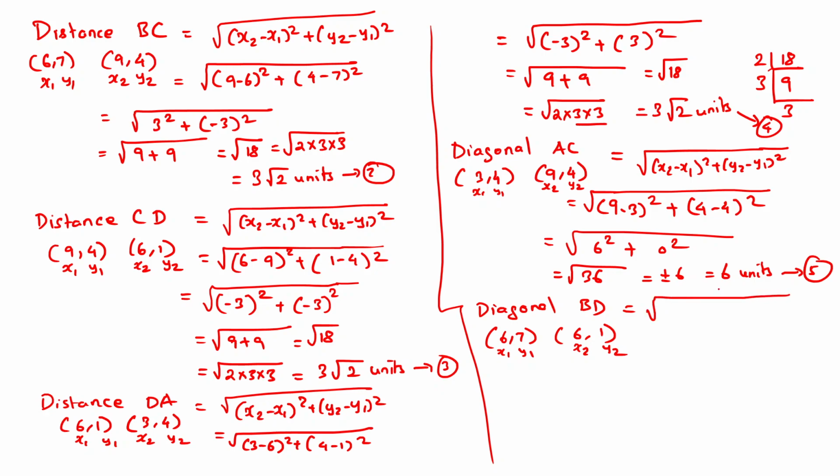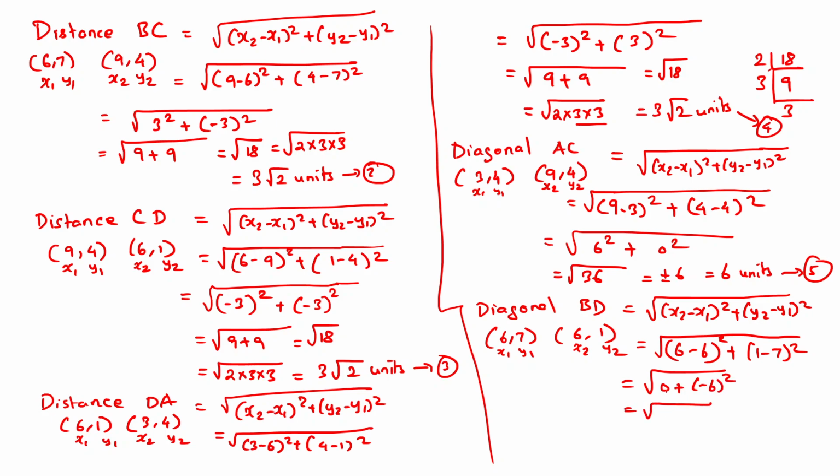Again the same distance formula. Using the distance formula we can find the length of the sides and diagonals. x2 minus x1 whole square plus y2 minus y1 whole square. So 6 minus 6 whole square plus 1 minus 7 whole square. 6 minus 6 is 0 square, so no problem, plus 1 minus 7 is minus 6 whole square, so we should not worry about 0. Minus 6 whole square is also 36, because minus into minus is plus, 6 into 6 is 36. Again plus or minus 6, we can remove the negative value because distance is always positive, so nothing but 6 units.